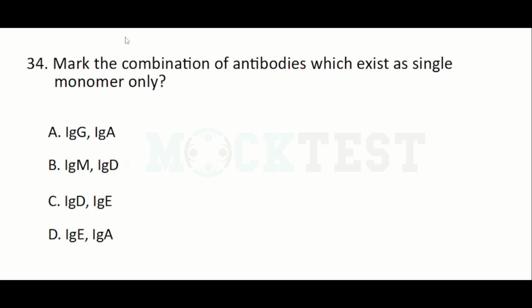Mark the combination of antibodies which exist as single monomer only. Option A, IgG, IgA. Option B, IgM, IgD. Option C, IgD, IgE. Option D, IgE, IgA. The answer is option C, IgD and IgE, the combination of antibodies which exist as single monomer only.